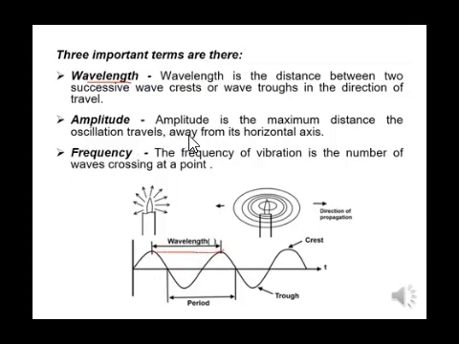Then amplitude is the maximum distance the wave travels from the horizontal axis. See how much it travels up from this side, this is called amplitude. Frequency is the number of waves crossing through a point. If we consider any point, the number of waves that go through that point at a single instant is called frequency. Students, this was all about the three basic terms that we use.